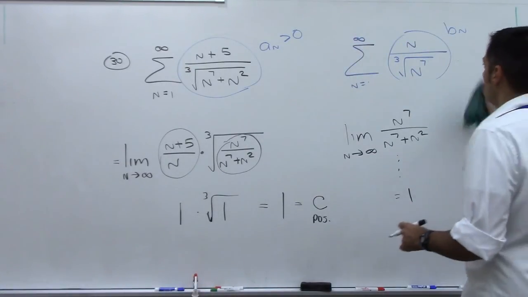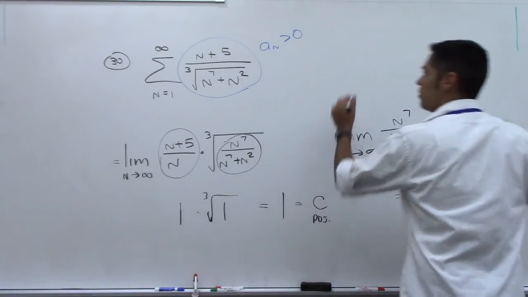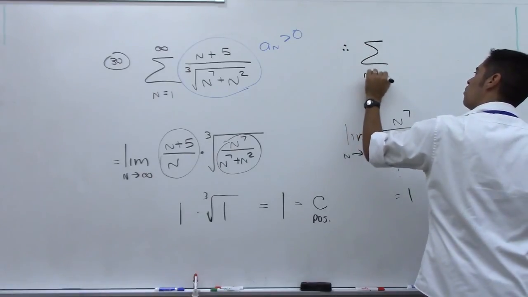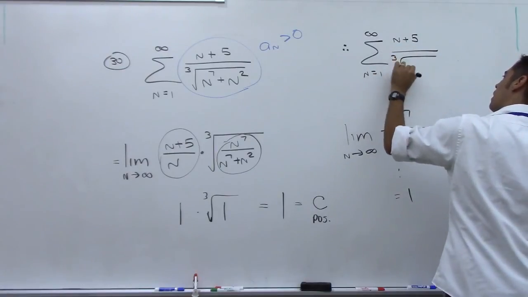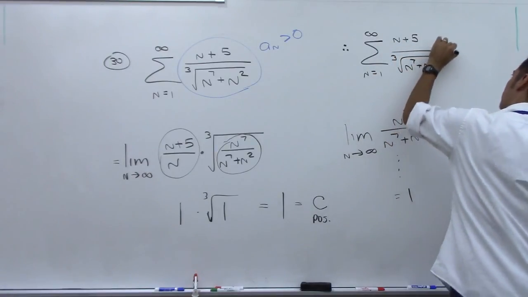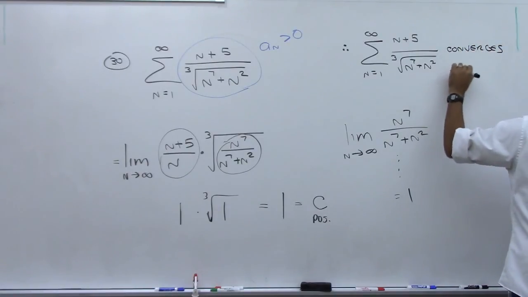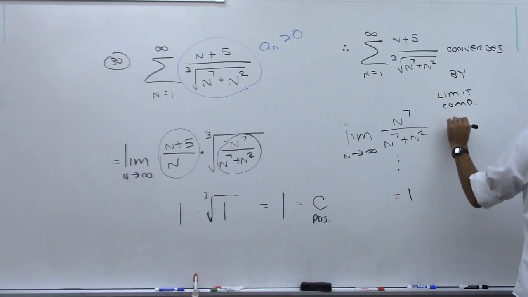So therefore, it converges. Therefore, the series n equals 1 to infinity, n plus 5 over the cube root of n to the 7th plus n squared, converges by the limit comparison test.